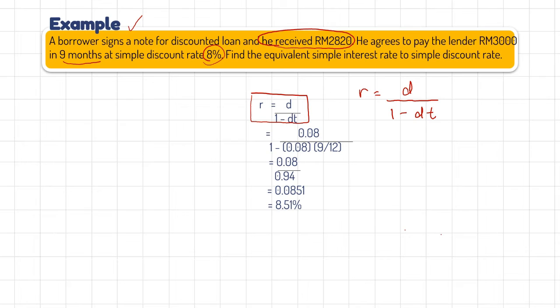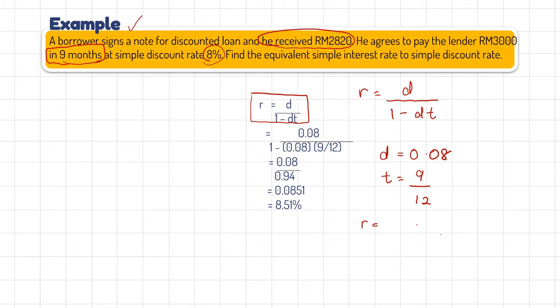Now let's take a look at the information in the formula. We need to find our small letter d. The value of small letter d is 8%, which is 0.08. And our t is given in months, which is 9 months. Therefore, we need to convert it to years. So we will write 9/12. Then just put all the information inside the formula.